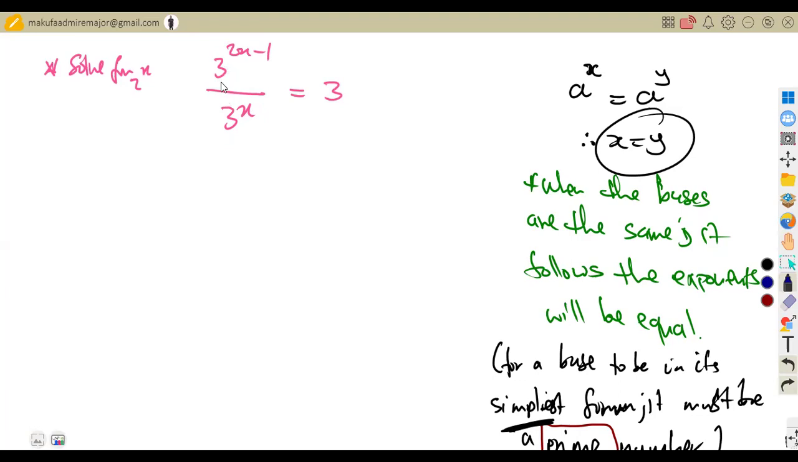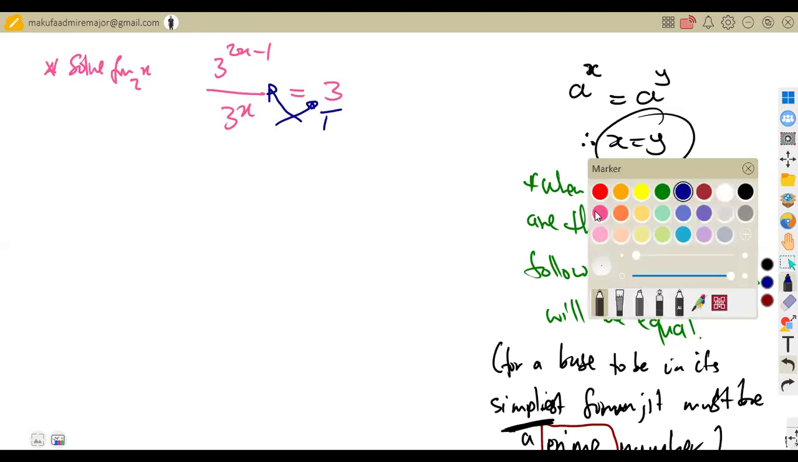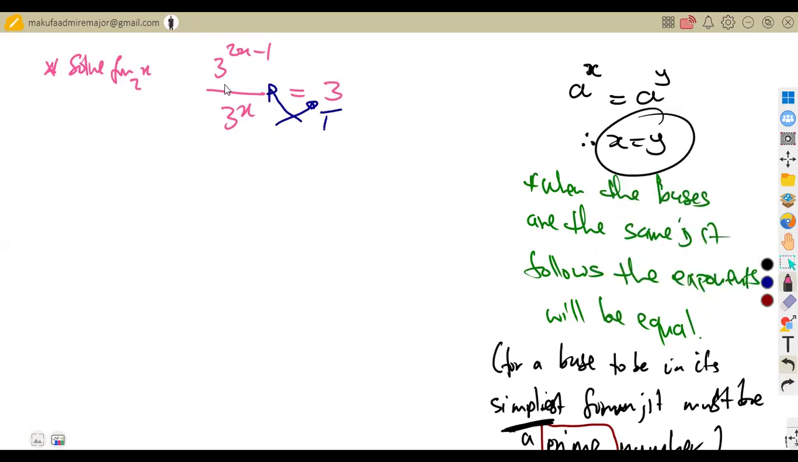Like I was saying, given that we've got a fraction, the best thing to think of is to cross multiply to remove the fraction. That was the first thing we can think of. Let's cross multiply and see what happens. 1 times 3 to the exponent of 2x minus 1 is 3 to the exponent of 2x minus 1, which is going to multiply with 3 times 3 to the exponent of x.